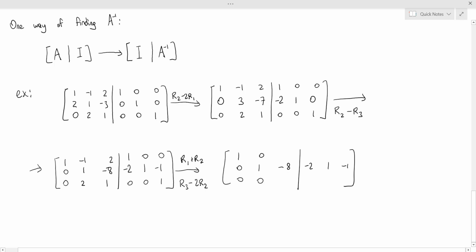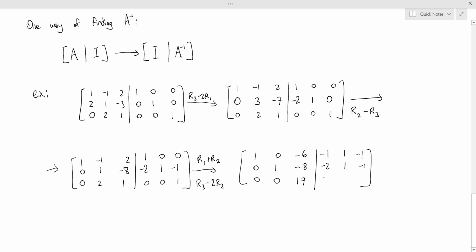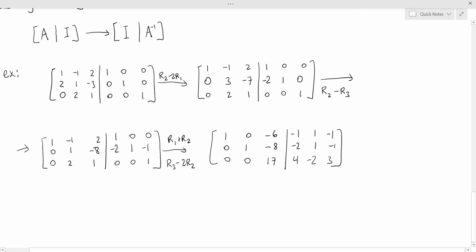All right, so let's see. If we do row 1 plus row 2, we should get negative 6. Negative 1, 1, negative 1. Row 3 minus 2 of row 2. That's going to be 1 plus 16, so 17. 0 plus 4. 0 minus 2, and 1 plus 2. Okay, and hopefully I haven't made any mistakes.